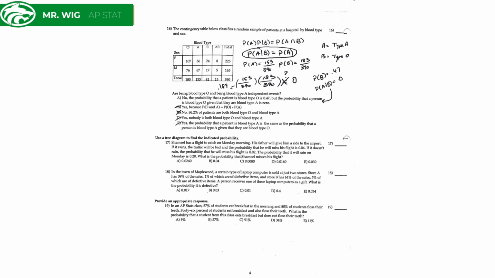But I don't want to just choose an answer by default in this situation. I want you to understand why this answer is what it is, because sometimes you do have a choice that may make sense. We have to make sure that we understand the question. Answer A, of course, says no. The probability that a patient is type O is 0.47. We found that out. But the probability that a person is type O given that they're type A is 0. So we are using that rule, and that rule did not come true. So it's false. Therefore, we have proven it to be not independent.